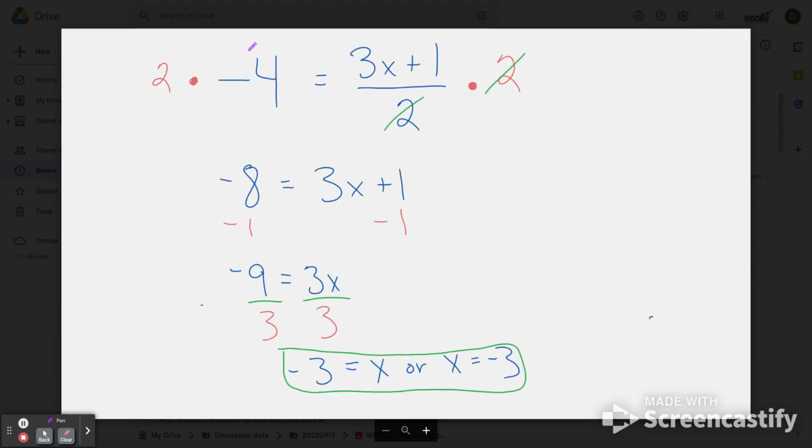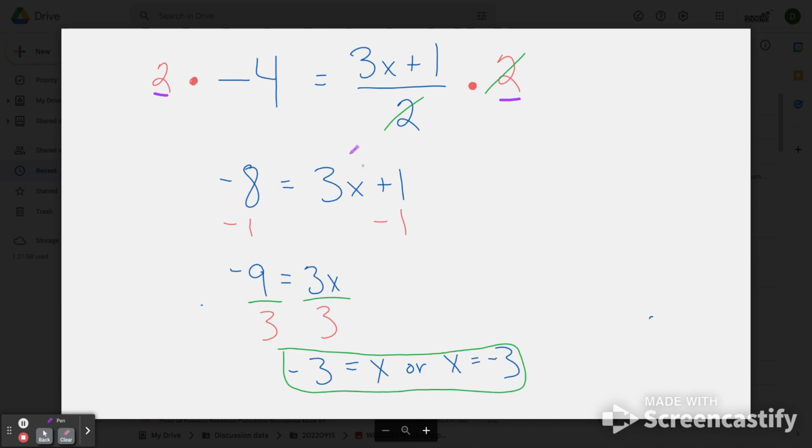Our next equation is in blue. Negative 4 is equal to 3x plus 1 divided by 2. You can see that we multiply both sides by positive 2 here in red so that we can eliminate the fractions. Because 2 over 2 cancels out, we're left with 3x plus 1 on the right side. And then we multiply 2 times negative 4, and we get negative 8.